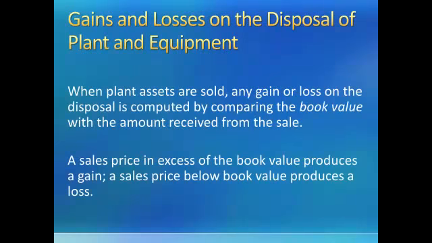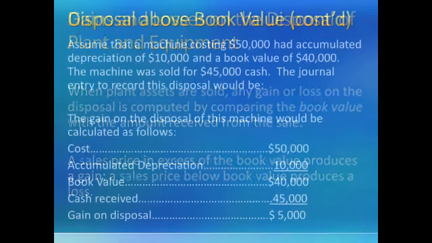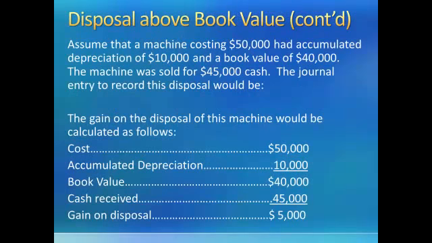We also want to look at gains and losses on the disposal of plant assets and equipment. When a plant asset is sold, any gain or loss on the disposal is computed by comparing the book value with the amount received from the sale. A sales price greater than the book value produces a gain, and a sale price below the book value produces a loss. Let's take a look at an example on the disposal of an asset at above book value.